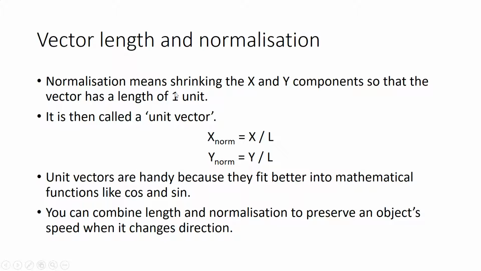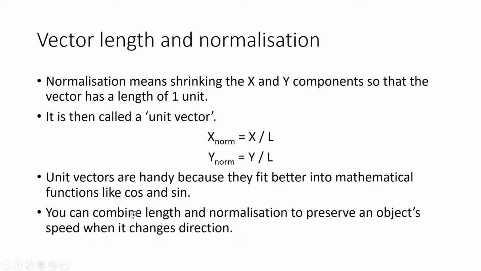The other one, normalization, means taking a vector, an x and y, and shrinking it so that the length would be exactly 1. And when we do that, it's called a unit vector because it's 1 unit in length. So the normalized x is the same as the regular x divided by the length, which we just worked out. And the normalized y is equal to the actual y divided by the length. Fairly simple arithmetic, but unit vectors are actually really handy because they fit much better when you're doing things like cosine, sine, arctangent, etc.